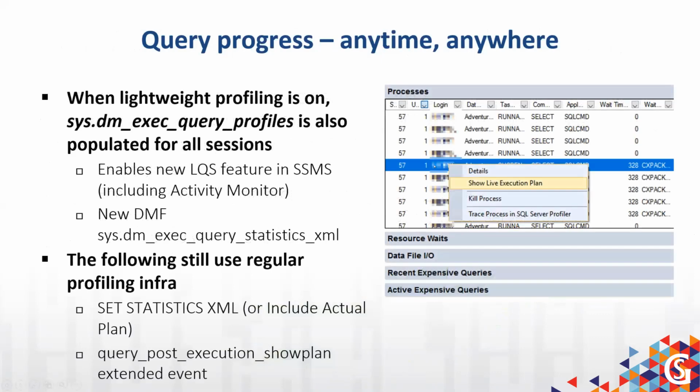Now, this is what enables you. I can now go into Activity Monitor, for example, right-click on any given process, and there you have it, Show Live Execution Plan. And immediately another window opens up, and I see the plan ongoing. Now, there are a number of things here that we've enabled also. We have another DMF. If you don't want to use this tool, you can actually access this dynamic management function and get the snapshot of the live execution plan as it's ongoing at that precise moment that you call this DMF. Now, keep in mind that there are other artifacts that still use the regular overhead profiling infrastructure, but all these other features use the new lightweight profiling infrastructure.